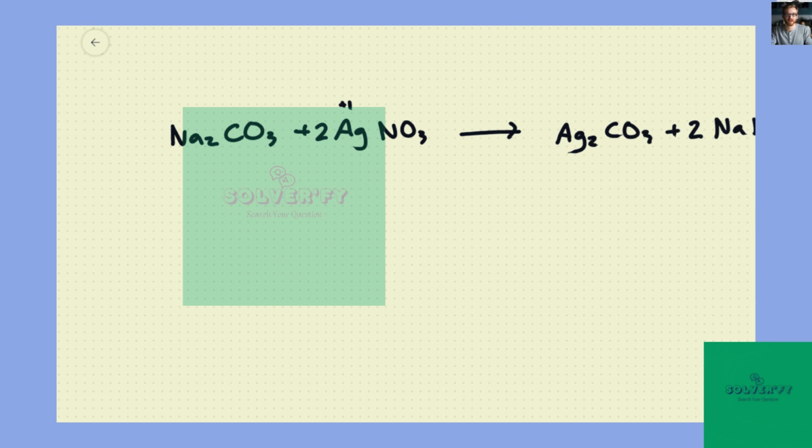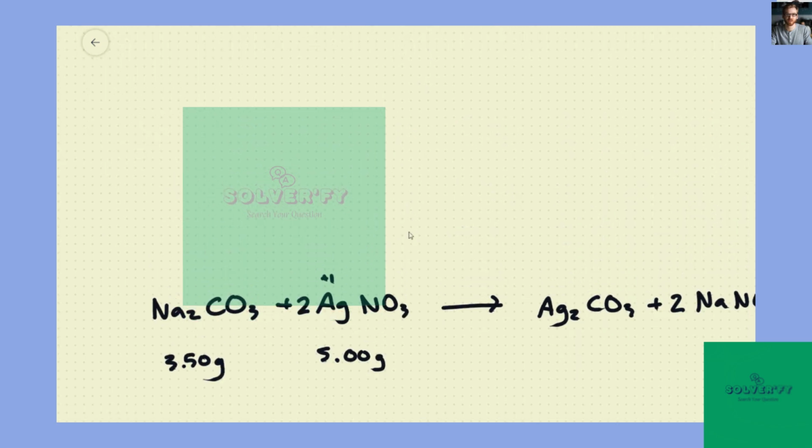Okay, so our solution has 3.50 grams of sodium carbonate and 5.00 grams of silver nitrate. So we want to find out how many grams of sodium carbonate, silver nitrate, silver carbonate, and sodium nitrate are present after the reaction completes. Okay, so the first thing we need to do is find the molar mass of all of these compounds.